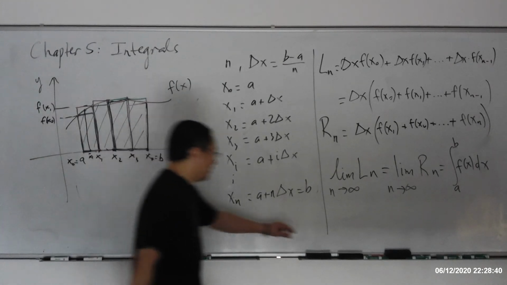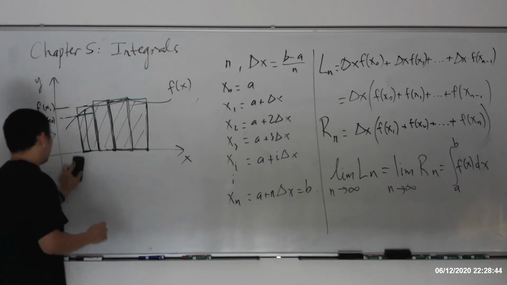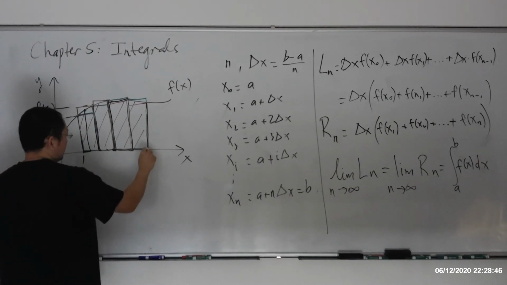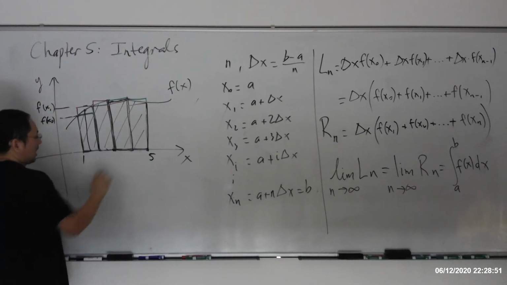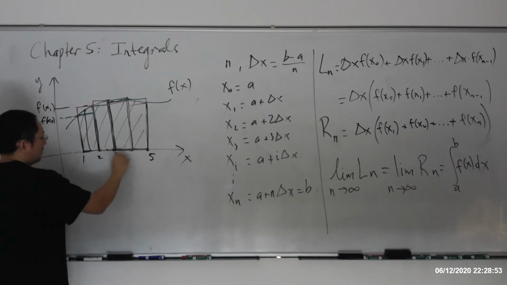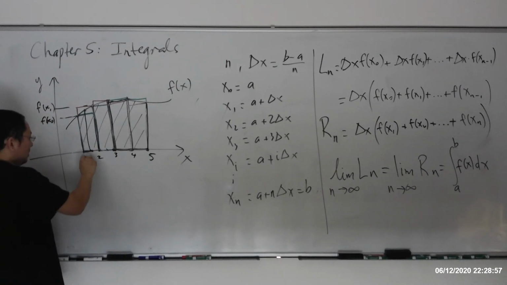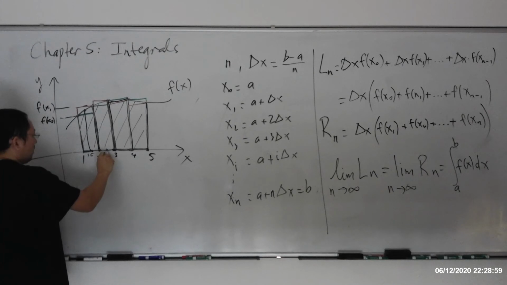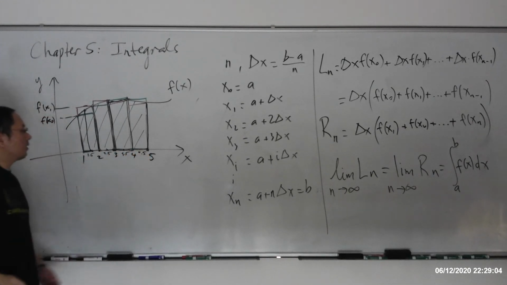Let me give you an example. What if this is 1 and this is 5? So if I jump to 4, and this is 2, 3, 4, right? Is that obvious? What about the middle point right here? It's going to be 1.5. This is 2.5. This is 3.5. This is 4.5. And what is so good about the middle point?